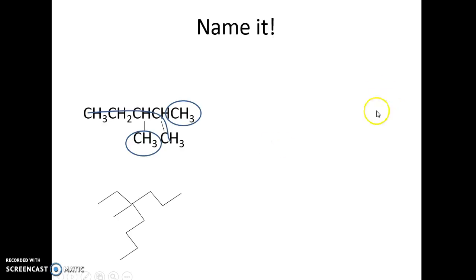Now that I've analyzed my compound, I'm going to name it. So the longest chain gives me pentane. There are 2 methyl groups, so I'm going to have to say dimethyl. And then I locate them. From this end, it would be 3 and 4. From this end, it's 2 and 3. I pick the lower numbering system, so I get 2,3-dimethylpentane.